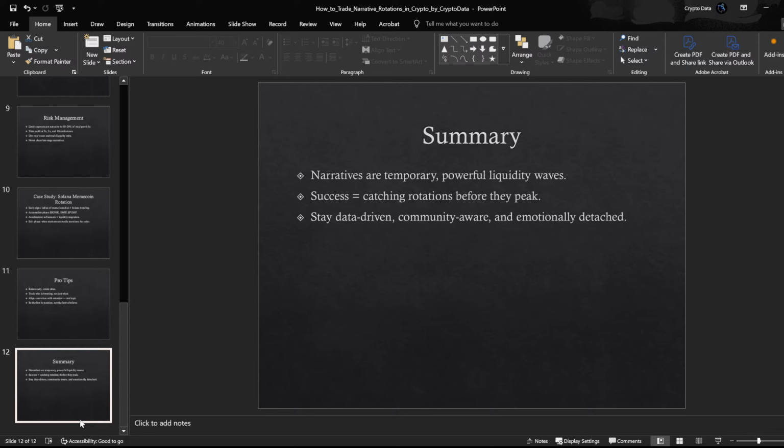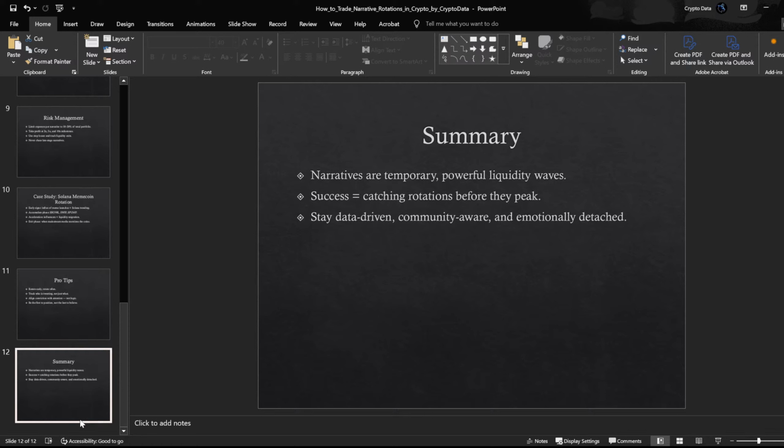So to summarize everything, narratives are temporary, powerful liquidity waves, right? They go in rotations, guys. You got to act quick. You got to take your profits along the way and make sure you set your stop losses. Success is about catching rotations before they peak. Always make sure you're looking at various groups, you're studying, you're doing your research, and you're getting in and out. And then lastly, stay data-driven, community-aware, and emotionally detached.